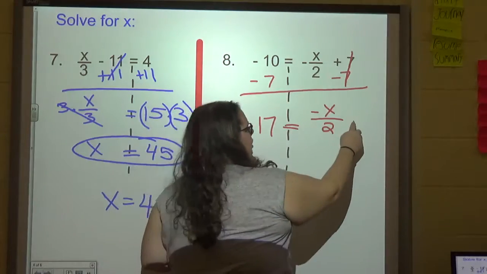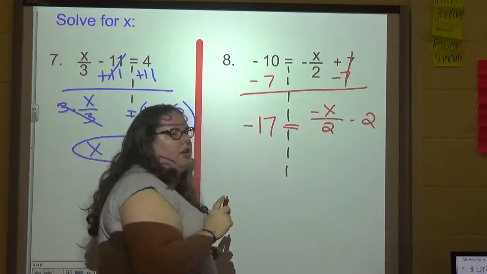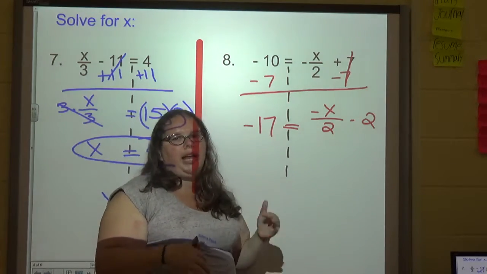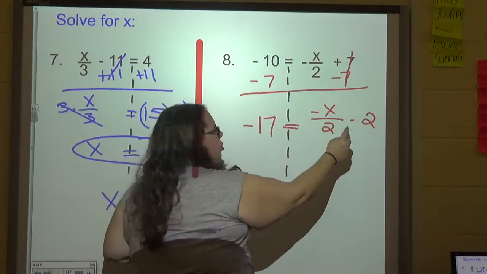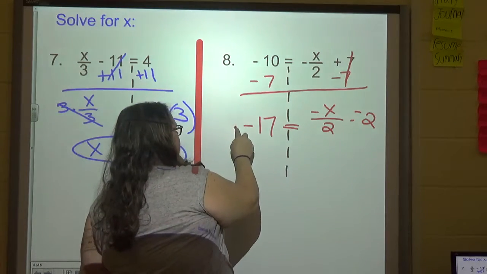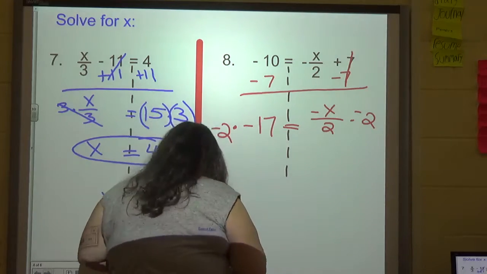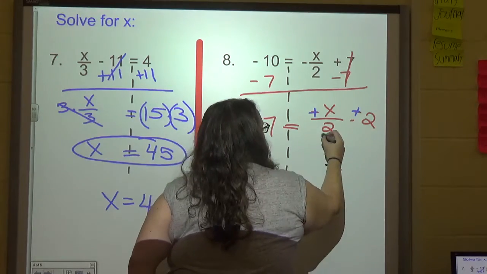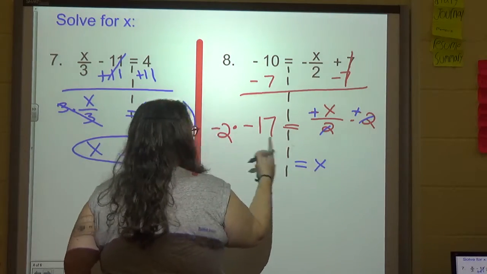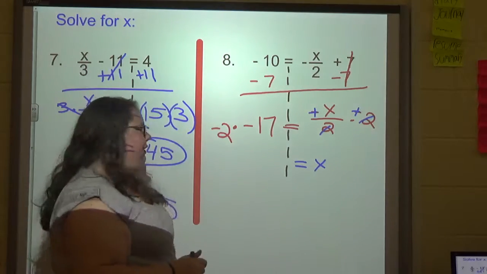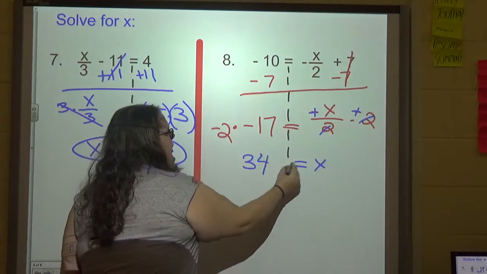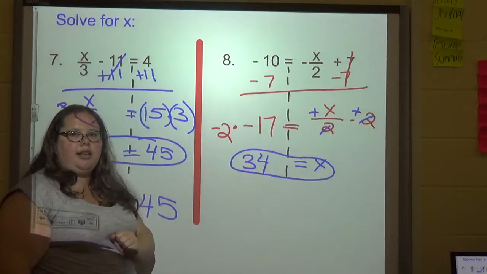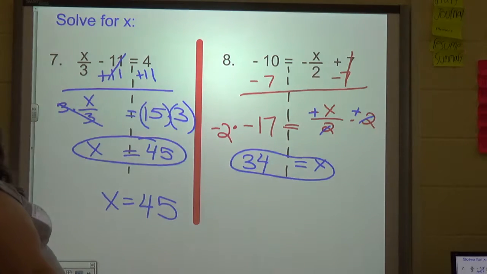But be careful here. Because what's in front of that x? So even though the negative's up top, you still need to get rid of it. We don't want x to be negative. We want it to be positive. So we're going to make that 2 negative, because a negative times a negative, those two become positives. Okay. So those cancel. X equals negative 2 times negative 17 is positive 34. Okay. And that's solving two-step with fractions.